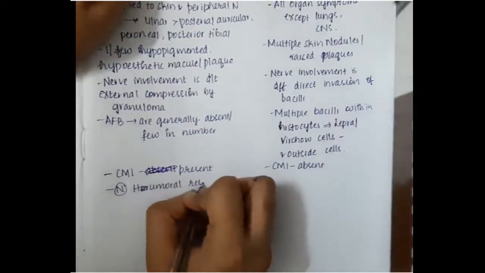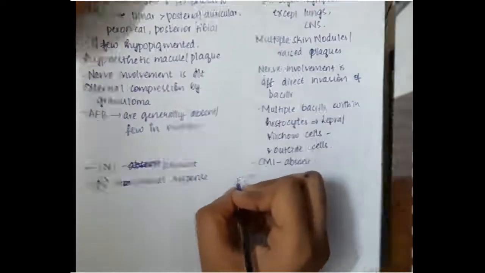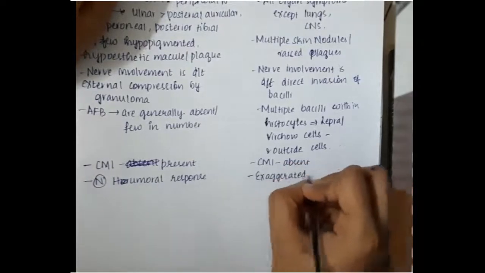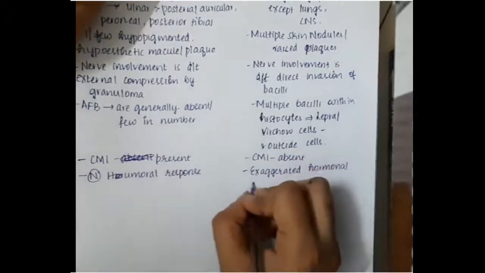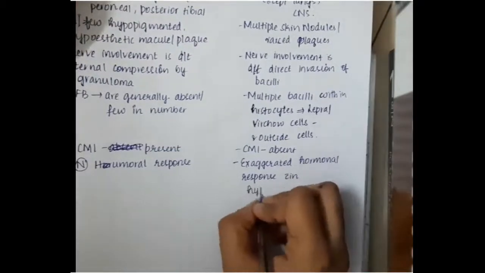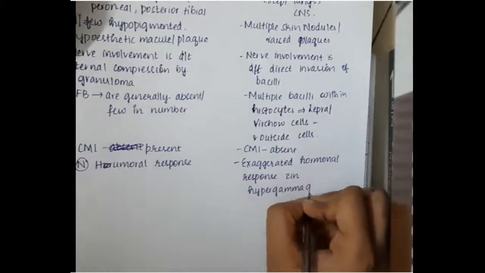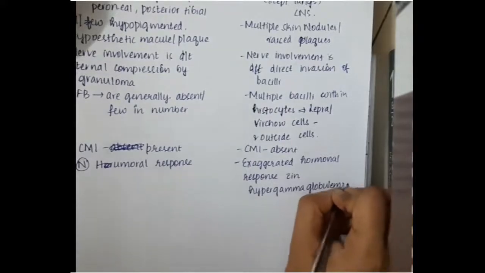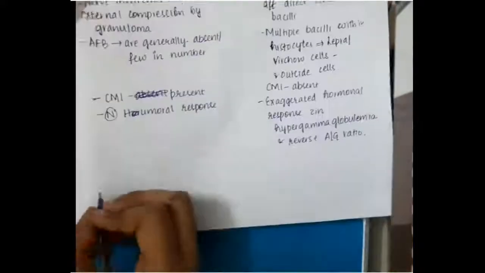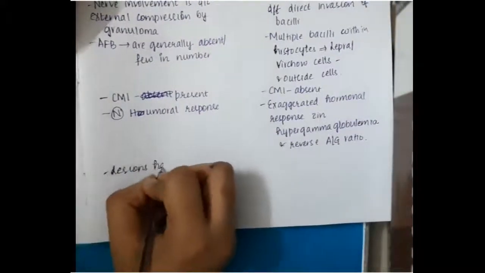In tuberculoid leprosy, a normal humoral response is seen. In lepromatous leprosy, you will see an exaggerated humoral response with hypergammaglobulinemia, and you will also see a reversed albumin to globulin ratio in lepromatous leprosy.